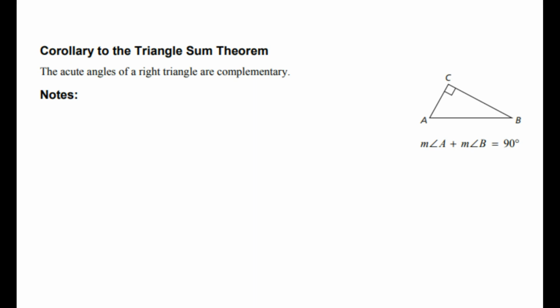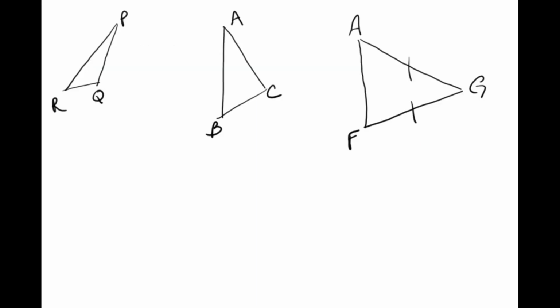Let's move on to some actual work with these different theorems and angles. Let's talk a little bit about these triangles that you have in your journal. Let's look at the first one, PQR. It appears that it has no congruent sides. So if there are no congruent sides, we can conclude that it is a scalene triangle.